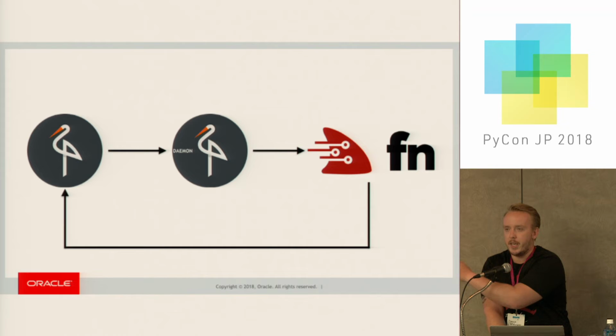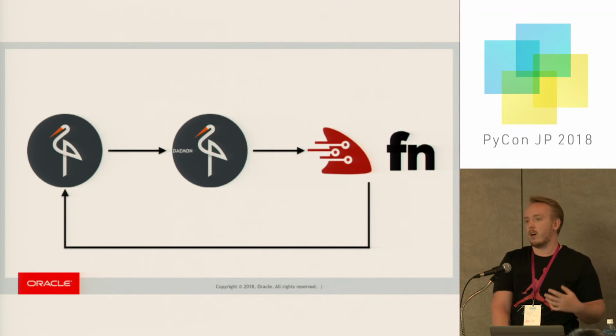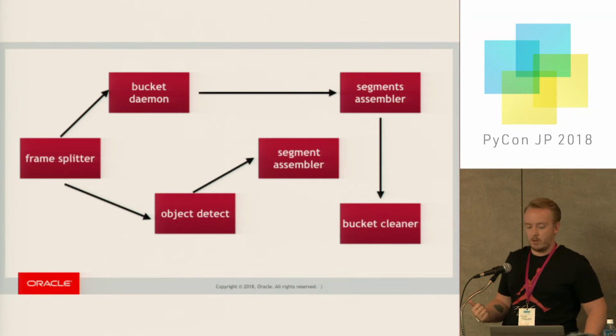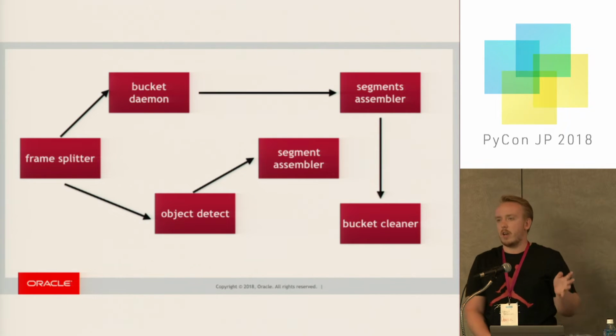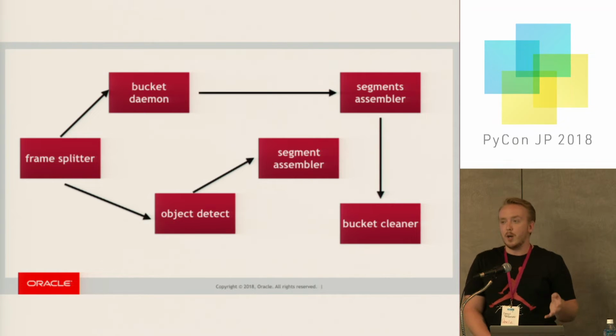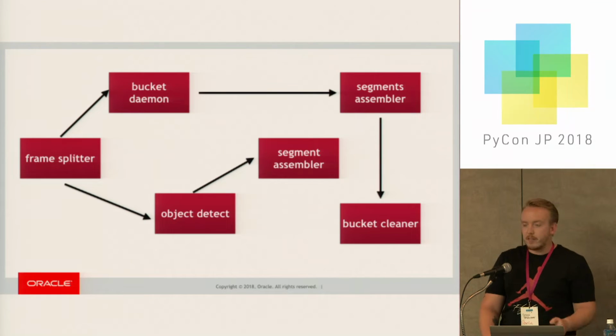We have a Minio daemon that actually listens on a particular bucket, and we have a Fn server that runs our serverless application. This is how it looks when we talk about serverless functions. We have a frame splitter that takes your video and splits it into frames. We have an object detection function that uses TensorFlow and OpenCV in order to detect objects and do some drawing on them. We have a segment assembler that creates a one second video based on the frame rate of your original video.